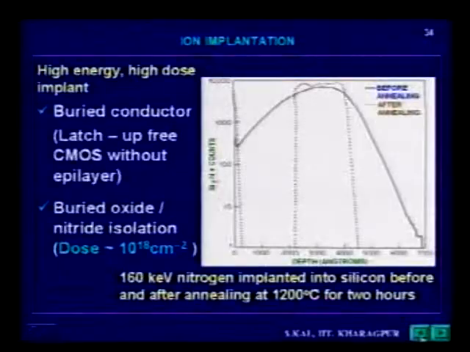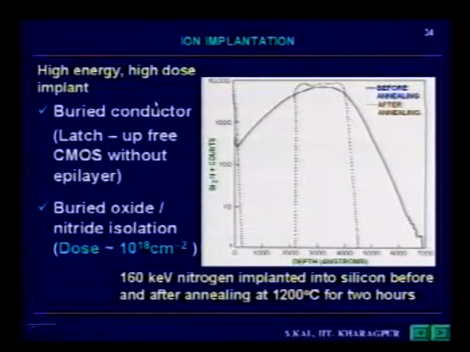I hope today I will be able to finish discussion on the chapter ion implantation. Only one topic is left, that is application of ion implantation in a particular area of buried insulator, and in that application we use high energy high dose implantation. So for high energy high dose implantation, there are two applications. One is buried conductor, another is buried oxide and nitride isolation.